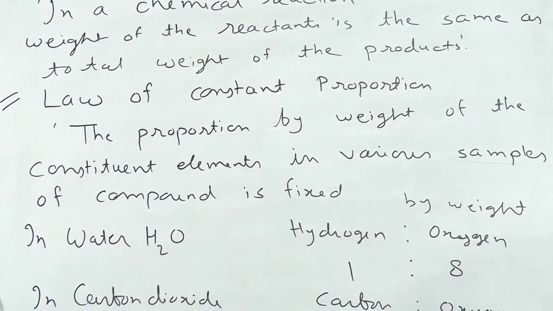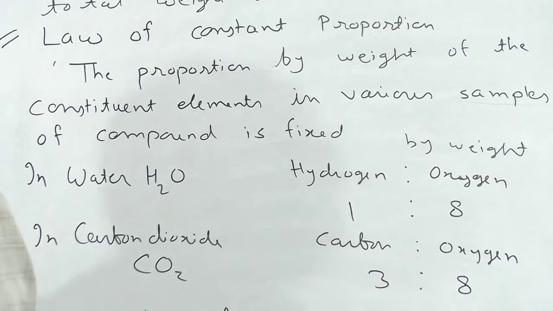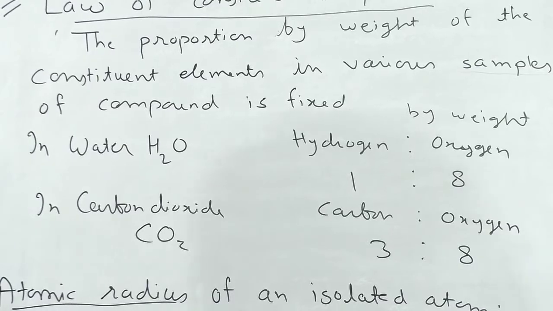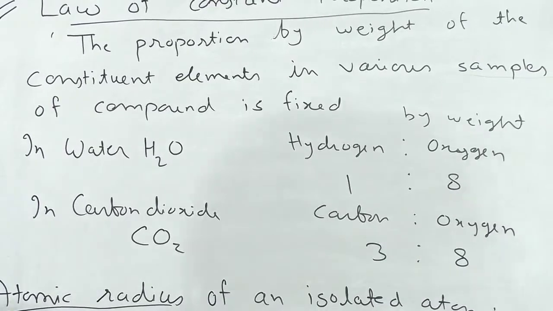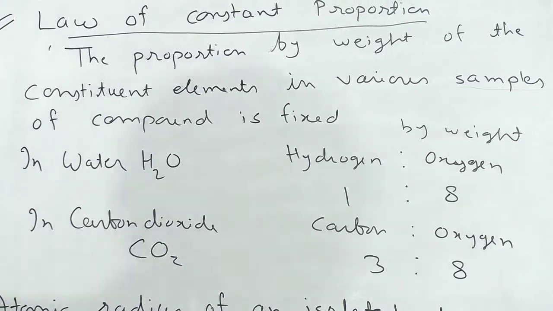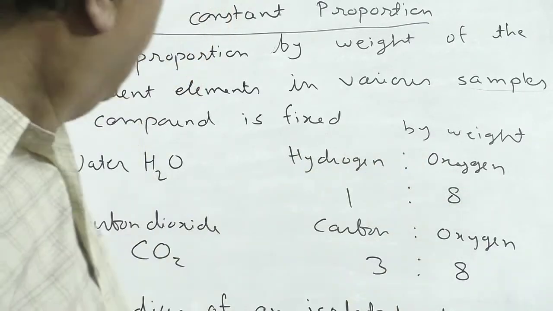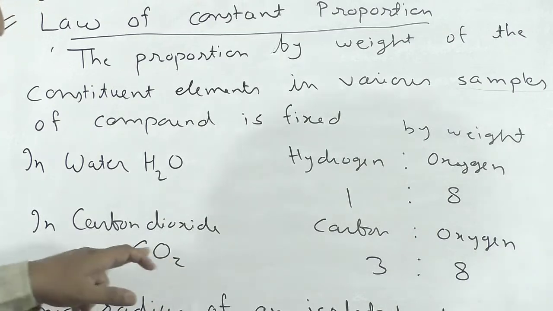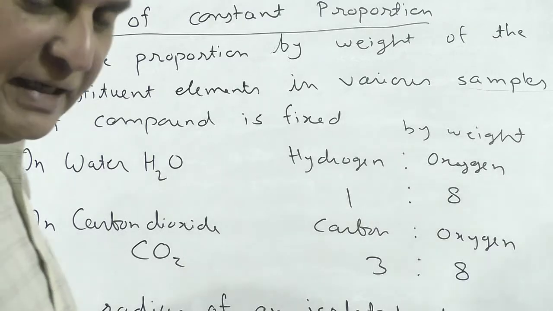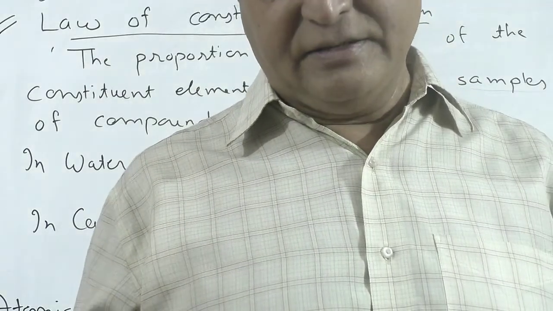Law of constant proportion. The proportion by weight of the constituent elements in various samples of a compound is fixed. So in water, as I told you, the proportion by weight of hydrogen to oxygen is 1:8. In carbon dioxide, CO2, carbon and oxygen both are there, 3:8 by weight. Understanding?